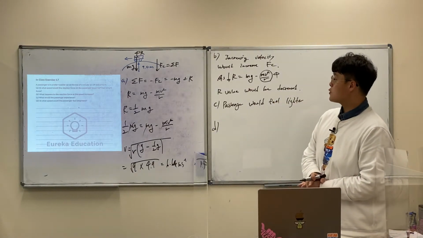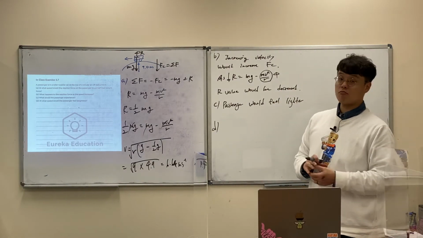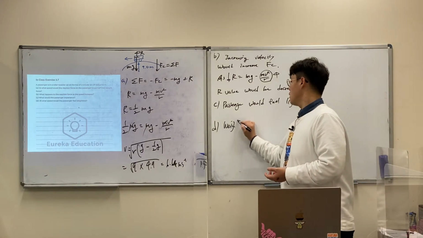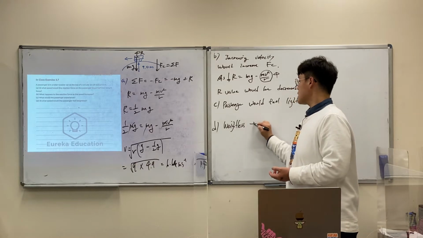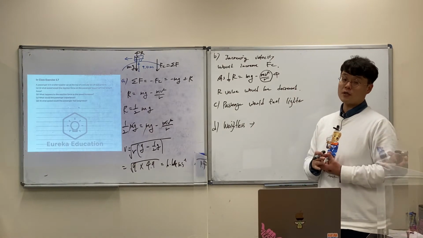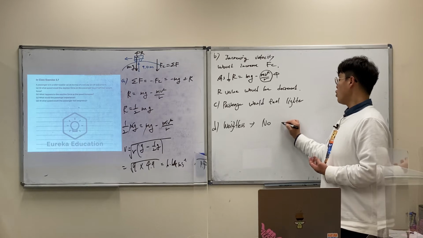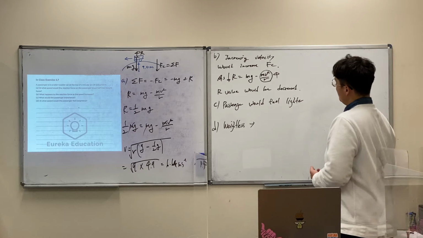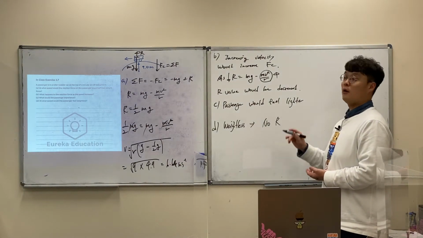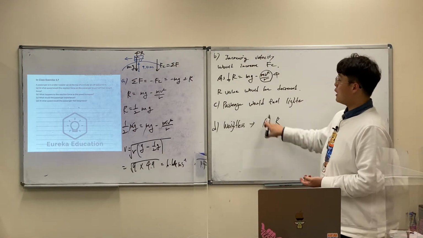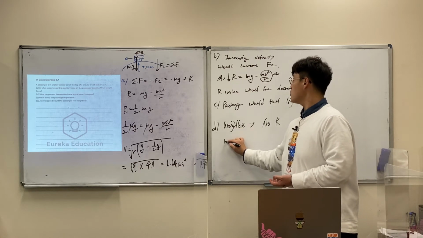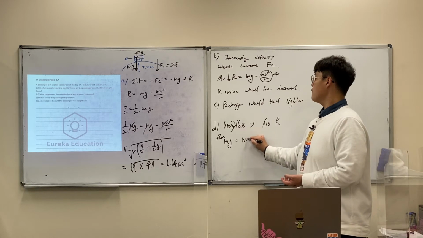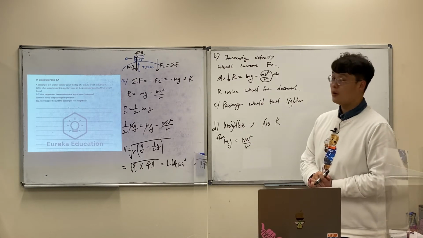Last one, D. At what speed would the passenger feel weightless? Weightless means there is no normal reaction force, the absence of R. Okay, when R is 0, then mg would simply equal mv squared over r.